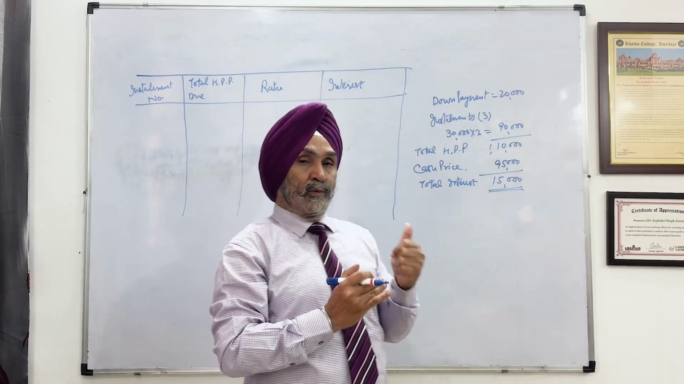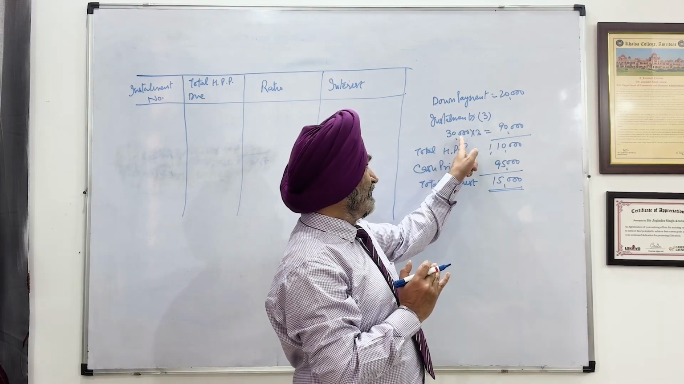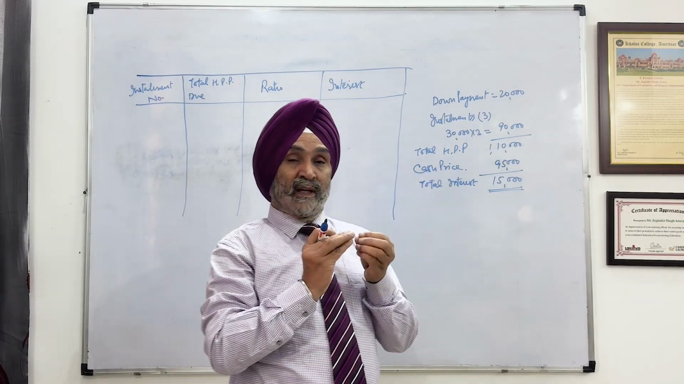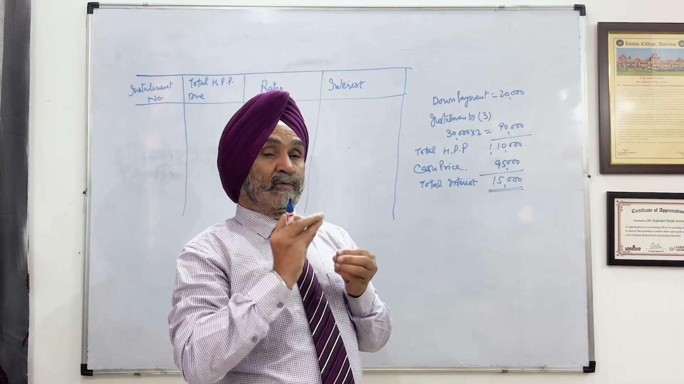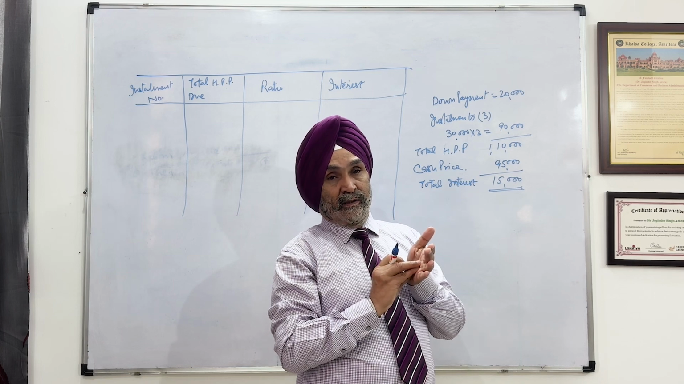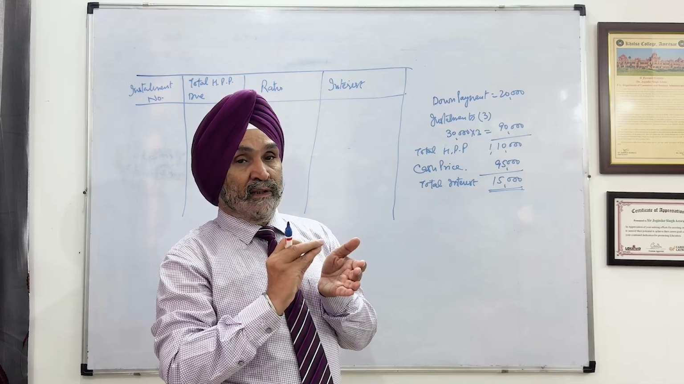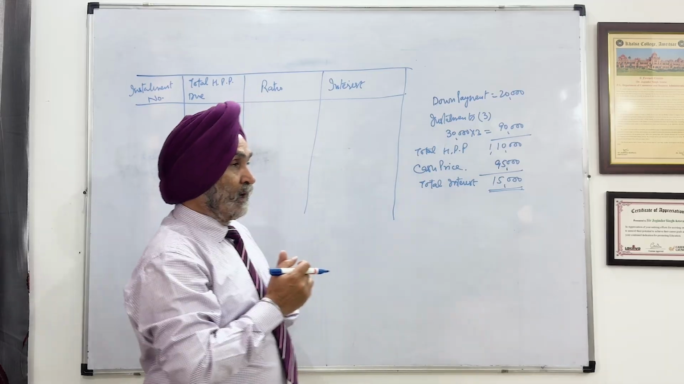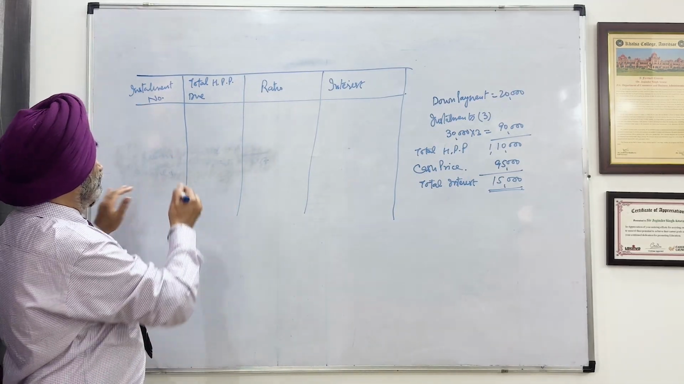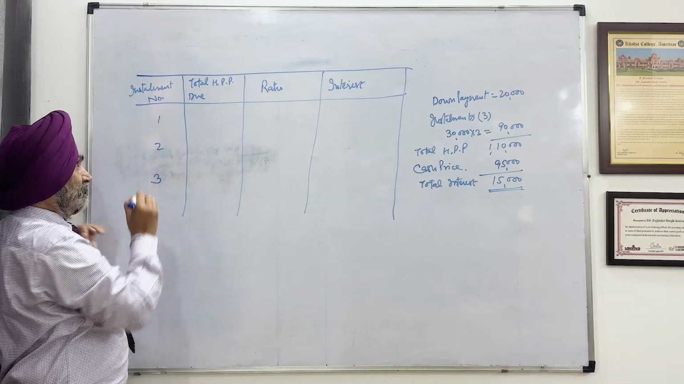So then how do we calculate the interest included in each installment? 30,000 is the amount of installment. But what is the amount of interest included in 30,000, in the first installment, in the second installment, and also in the third installment? Because there are three installments: installment number 1, installment number 2, installment number 3.